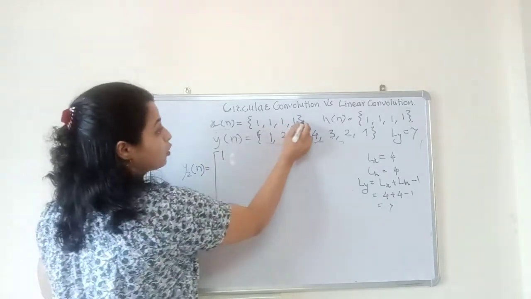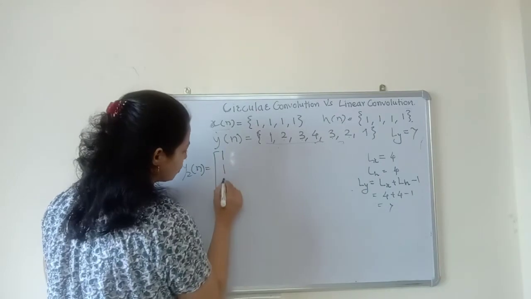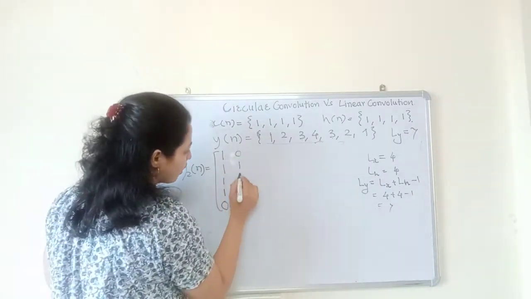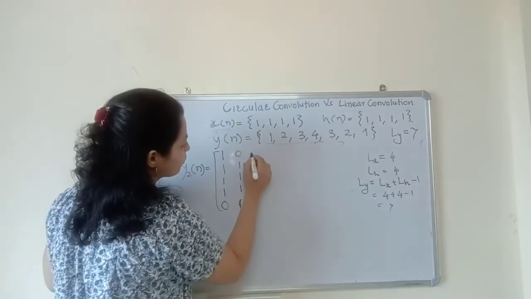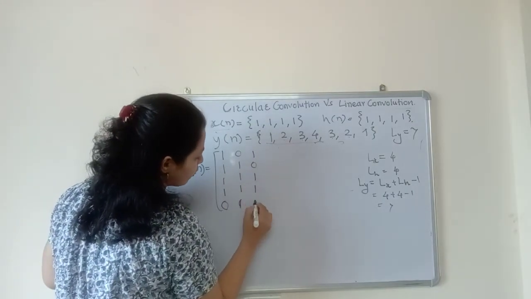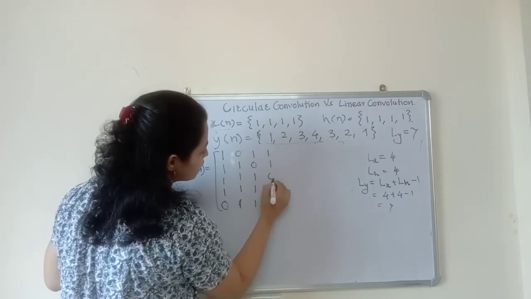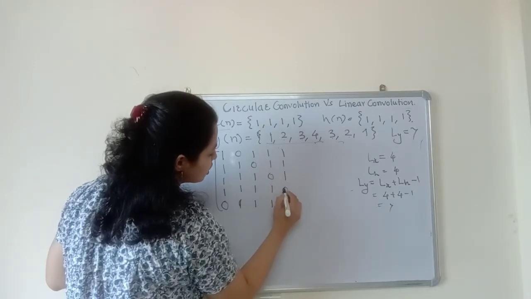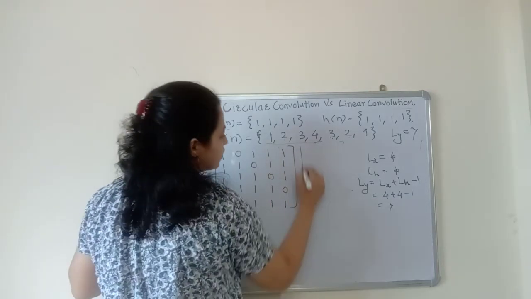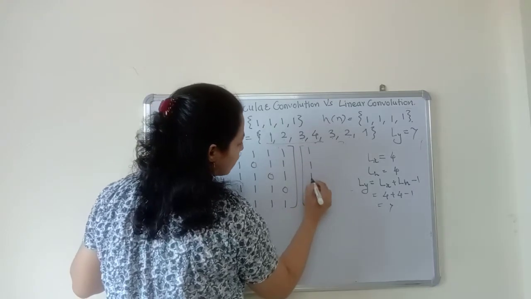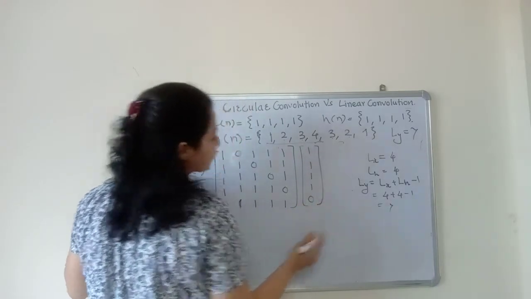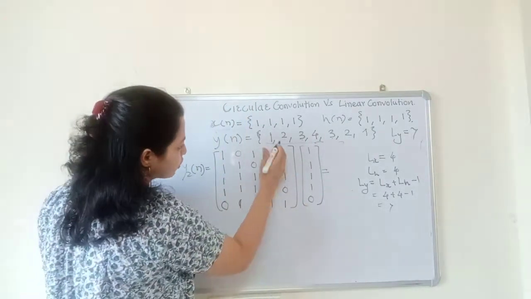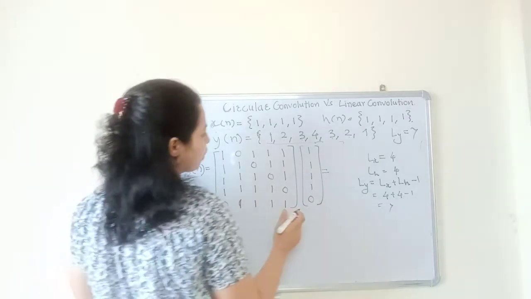Now we'll 0 pad into this 2. So while forming the circulant matrix, we'll add a 0. 0 1 1 1, 1 1 0 1, 1 1 1 1, 0 1 1, last column 1 1 1, 0 1. Okay. This is the circulant matrix 1 1 1 1 0. So here we'll get the answer for y2 of n. This one is 0, so we'll consider only the first 4 columns.